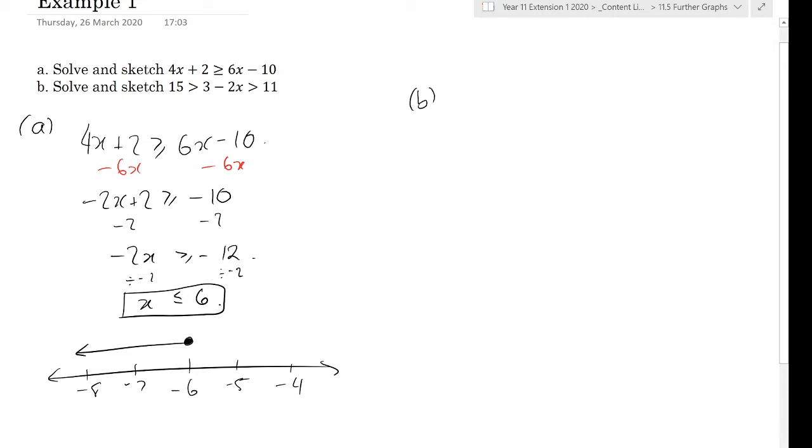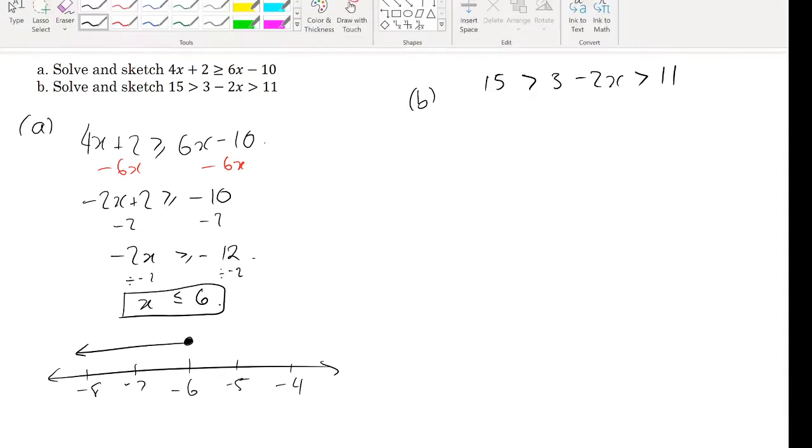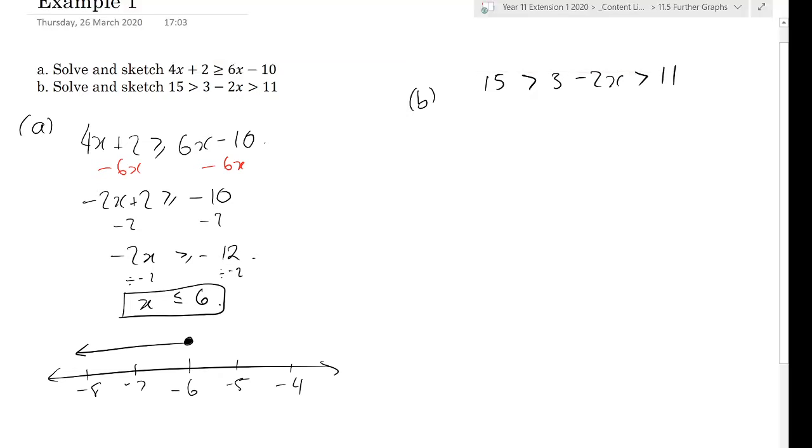Okay, part B. So we're going to sketch. Now this one's a little bit different. We've got 15 is greater than 3 minus 2x, which is greater than 11. Now typically we wouldn't write something like this, but you'll see why in a moment. So you can just treat this like it's two things.